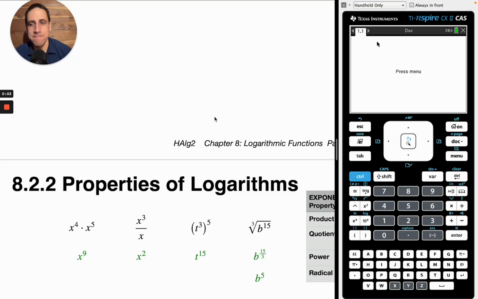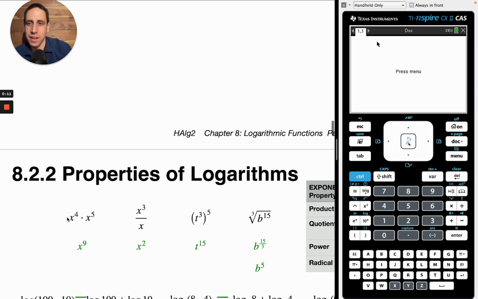Section 8.2.2, Properties of Logarithms. Let's go. Let's get it. So we've got this x to the fourth times x to the fifth. Just a little bit of review.